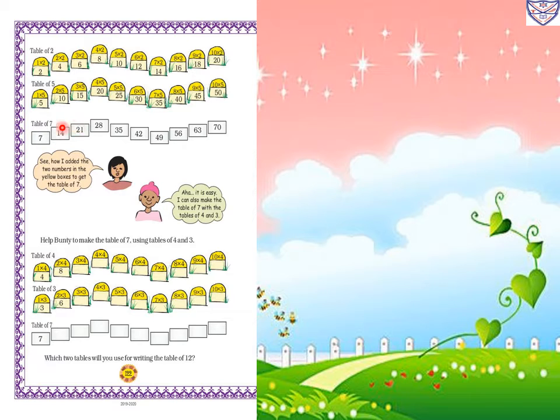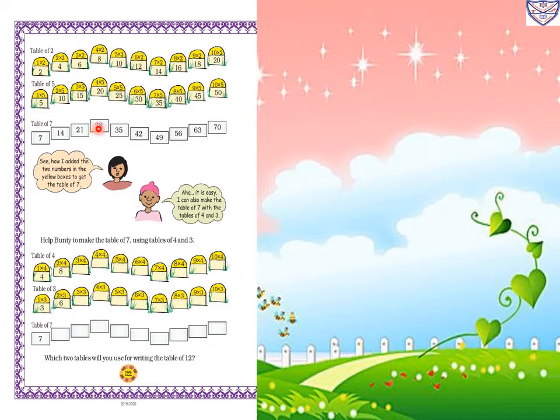Now, with the help of 2 and 5, she is going to write the table of 7. How will she write it? She will add. For 7 ones are 7, we can add 5 plus 2, so we will get 7. Then 7 twos are 14. In this she will add 10 plus 4, so 10 plus 4 we will get 14. Then 7 threes are 21. How will she write it? She will add 15 and 6. So 15 plus 6 is 21.